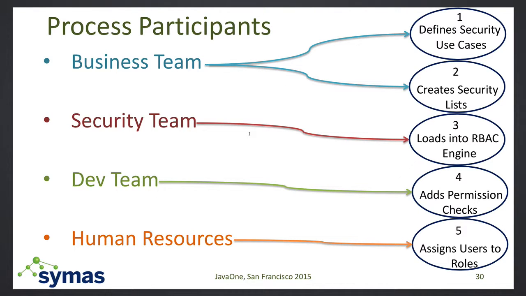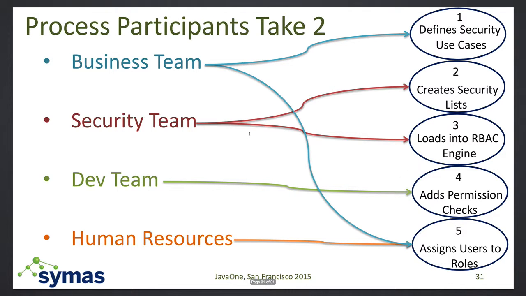Process participants, we have the usual suspects. You have the business team, and they are going to want to be the ones to define the security use cases and create security lists. We have the security team, and they want to load the RBAC engine. And you have the development team, and they're probably going to want to add the permission checks. And human resources usually are who assign users to roles. But you know what? It doesn't have to be that way.